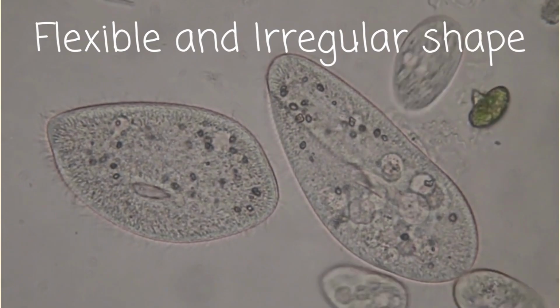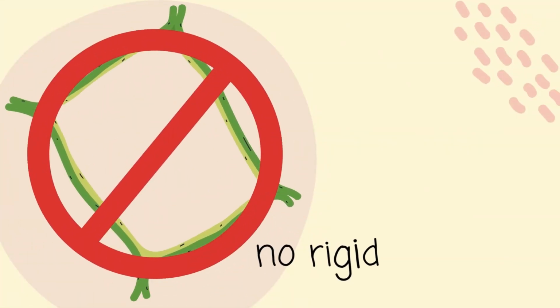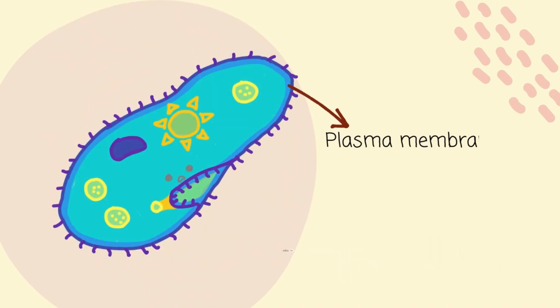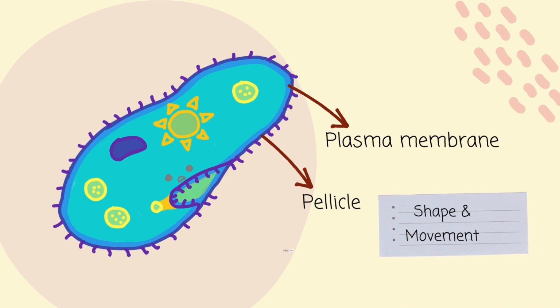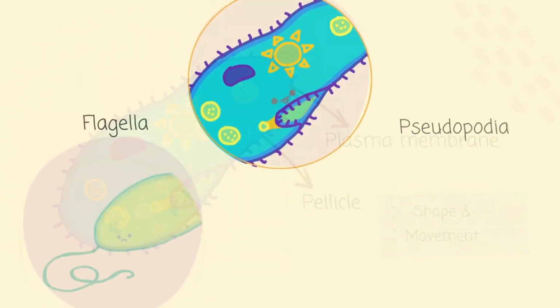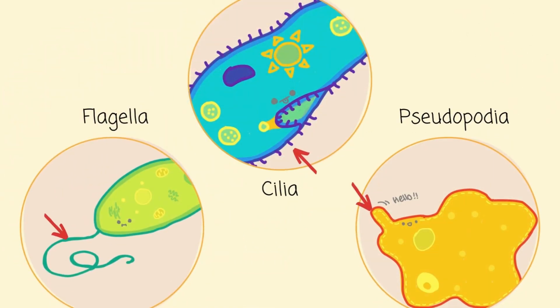Protozoas are flexible and are found in various shapes because they lack a rigid cell wall. The cells are enclosed by a thin plasma membrane. Some protozoas have other supporting layers such as pellicles, which may be flexible or rigid. Most protozoa have either flagella, cilia, or pseudopodia, which mainly aid in locomotion.